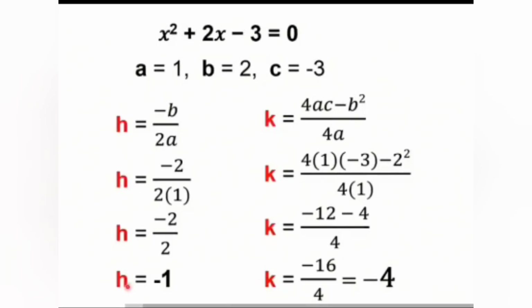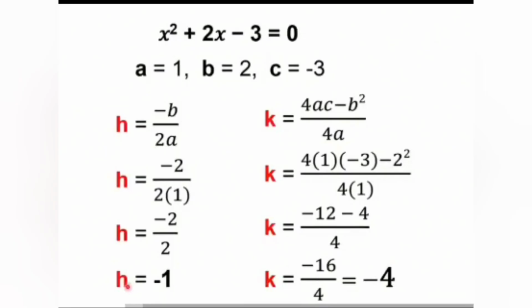But before that, we need to find the ABC of the equation, which is A equals 1, B equals 2, and C equals negative 3. And we're going to solve first the H. The formula of the H is H equals negative B over 2A. Next, substitute the given values: H equals negative 2 over 2 times 1. H equals negative 2 over 2, or divided by 2, is equal to H equals negative 1. And that's the H of the vertex, or the x.